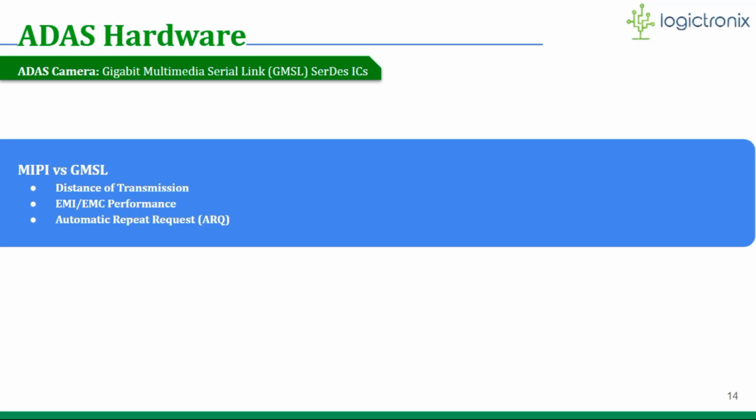And when we talk about automatic repeat request, that is ARQ, it is an error control and packet recovery method which is employed in GMSL to ensure reliable data transmission.